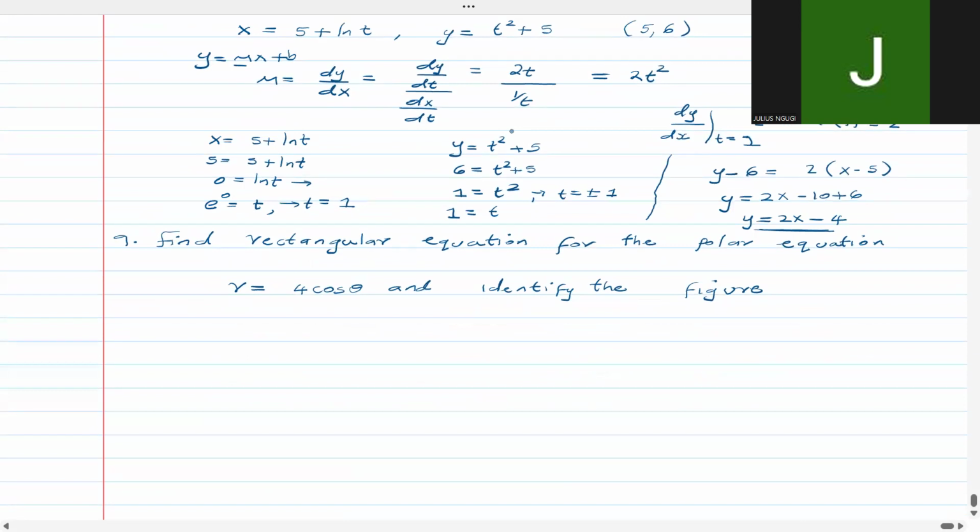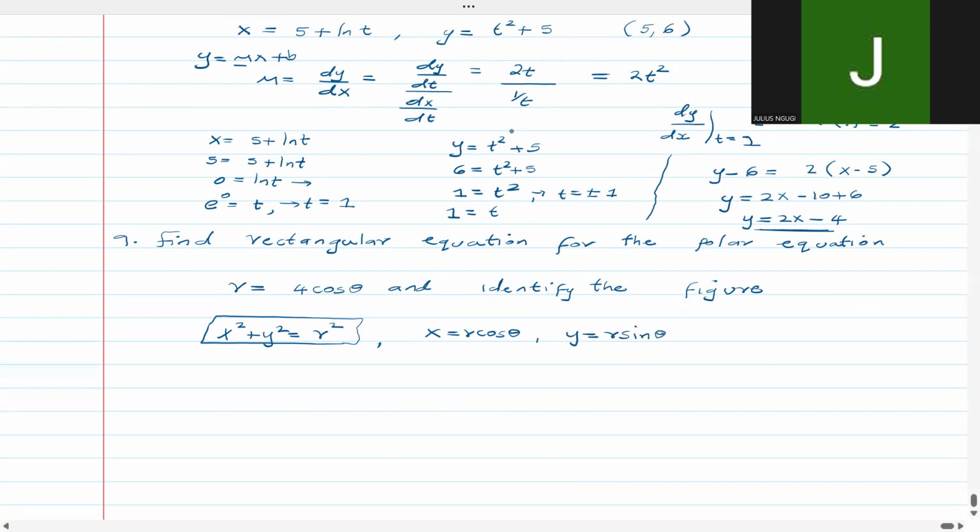Now find the rectangular equation for the polar equation r equals 4 cosine of theta, and identify the figure. All the time we see r equals 4 cosine of theta, we need to remember how we represent r and theta. So we need to find r. We know that x squared plus y squared equals r squared. To go to rectangular coordinates, I need to have this form in my mind. And the other ones are x equals r cosine of theta, and y equals r sine of theta.